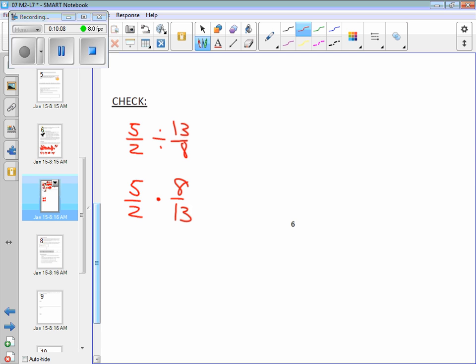Multiply across. 40 over 26. Can't leave it as 40 over 26 though, because it's top heavy. It's an improper fraction. Just got to change it back into a mixed number. 26 goes into 40 once. Only once. With 14 left over.